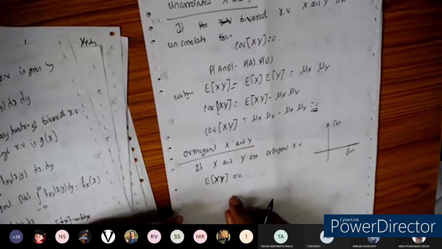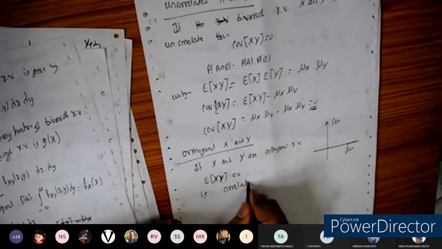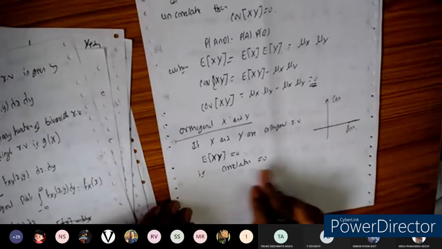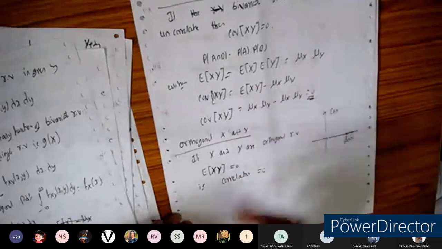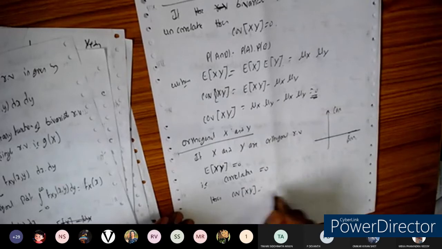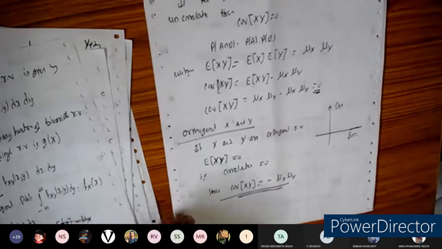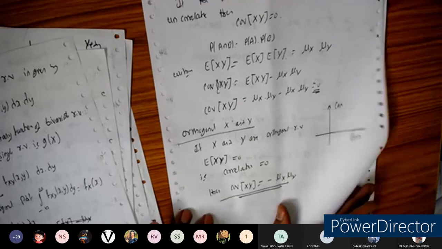That is, the correlation is equal to 0. So if this correlation is equal to 0, then the covariance of X comma Y will become 0 minus mu x into mu y. Minus mu x into mu y. So this is uncorrelated and orthogonal here.